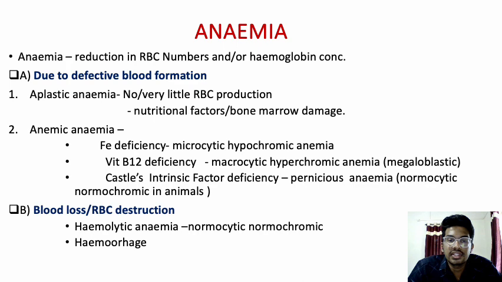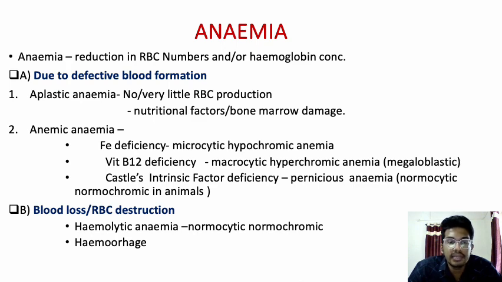Anemia can happen due to defective blood formation. There are two subtypes of it: aplastic anemia and anemic anemia. Aplastic anemia means that there is no or very little RBC production. We know that RBCs are produced mostly in the bone marrow, right? So this can happen due to some nutritional factors, bone marrow damage, or radiation toxicity. Some people who are heavily exposed to radiation might have anemia because of this aplastic type of anemia, where no RBCs are produced.